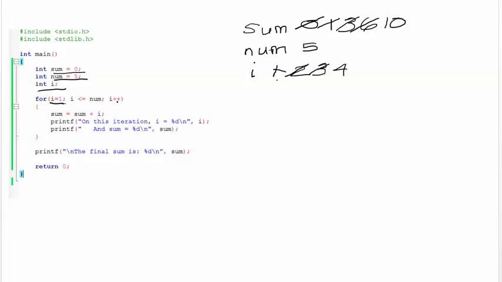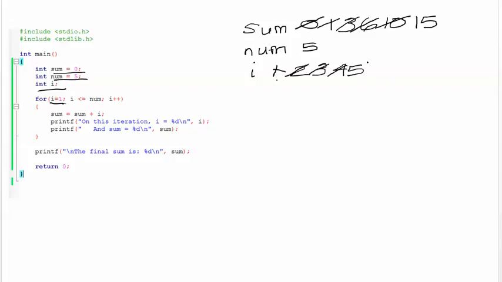Then we would do the increment again. We're at the end of the body of our loop. So we would increment I to 5. We would check, is 5 less than or equal to 5? It is. So we would do another iteration. Sum equals sum plus I. Sum is 10. I is 5. So sum becomes 15. We're at the end of the body of our loop.